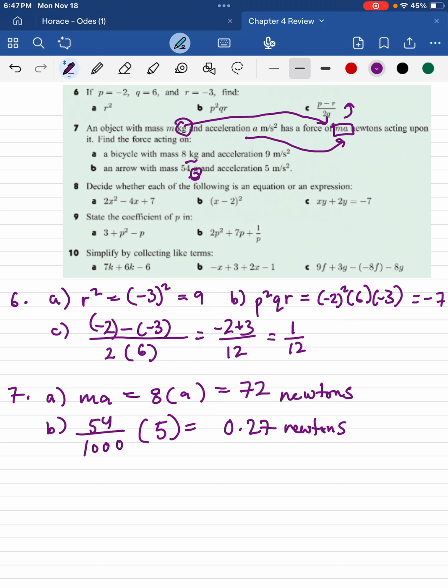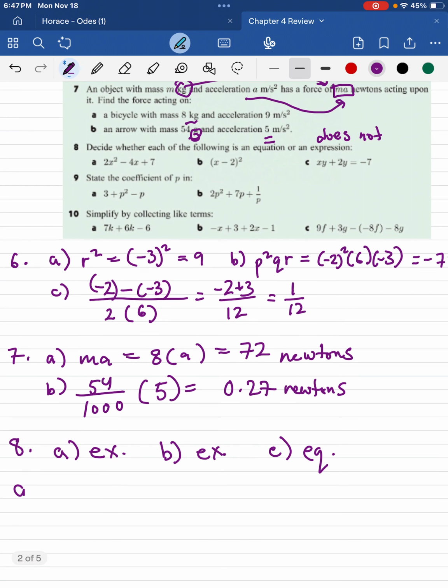Okay, now we get to number 8, number 9, and number 10. 8 and 9 are simply just knowing what the terms are. So for instance here, decide whether each of the following is an equation or an expression. An equation has an equal sign, expression does not. Okay, so part A is going to be an expression, part B is going to be an expression, and part C is going to be an equation, because that's the only one with an equal sign.